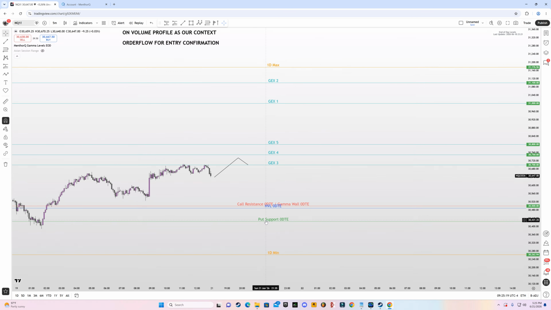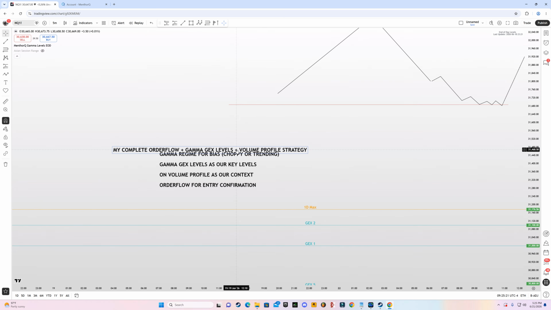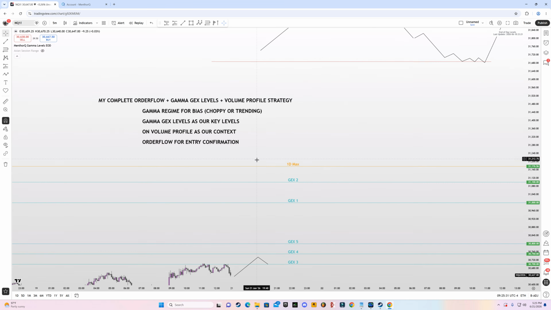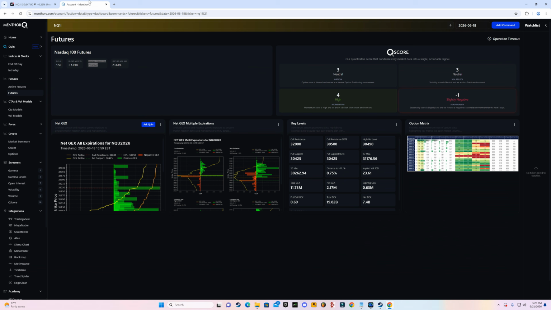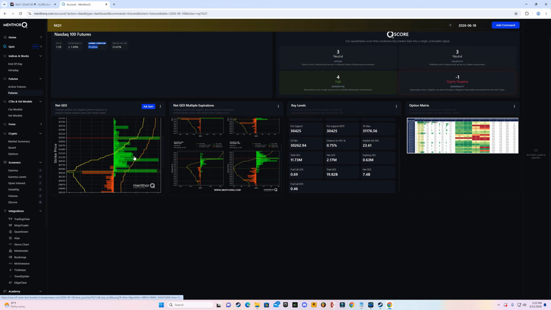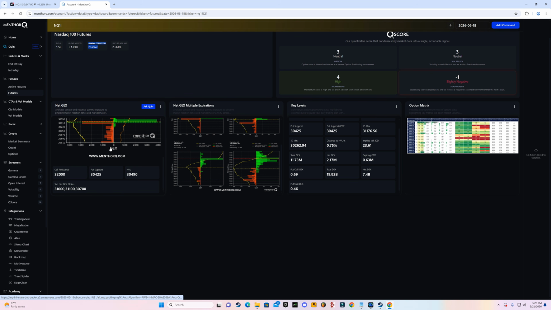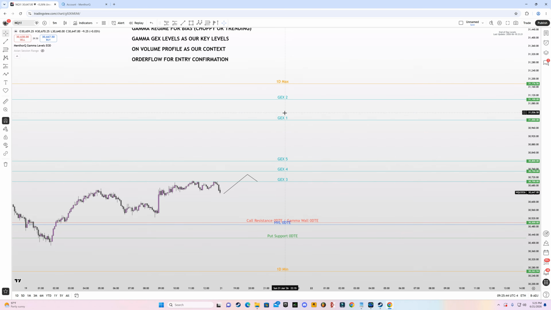Call resistance, support level. So now let's talk about the bias, right? We are done with it. If the gamma regime is positive, you're going to have a choppy market. If the gamma regime is negative, you're going to have a trending market, right? And then we have the gamma GEX levels. So all these levels, right, they are here. Call resistance, put support, 1-day max, right? And you can also see that in the net GEX, we have the top 3 GEX strikes. So it's going to be GEX1, GEX2, GEX3, right?